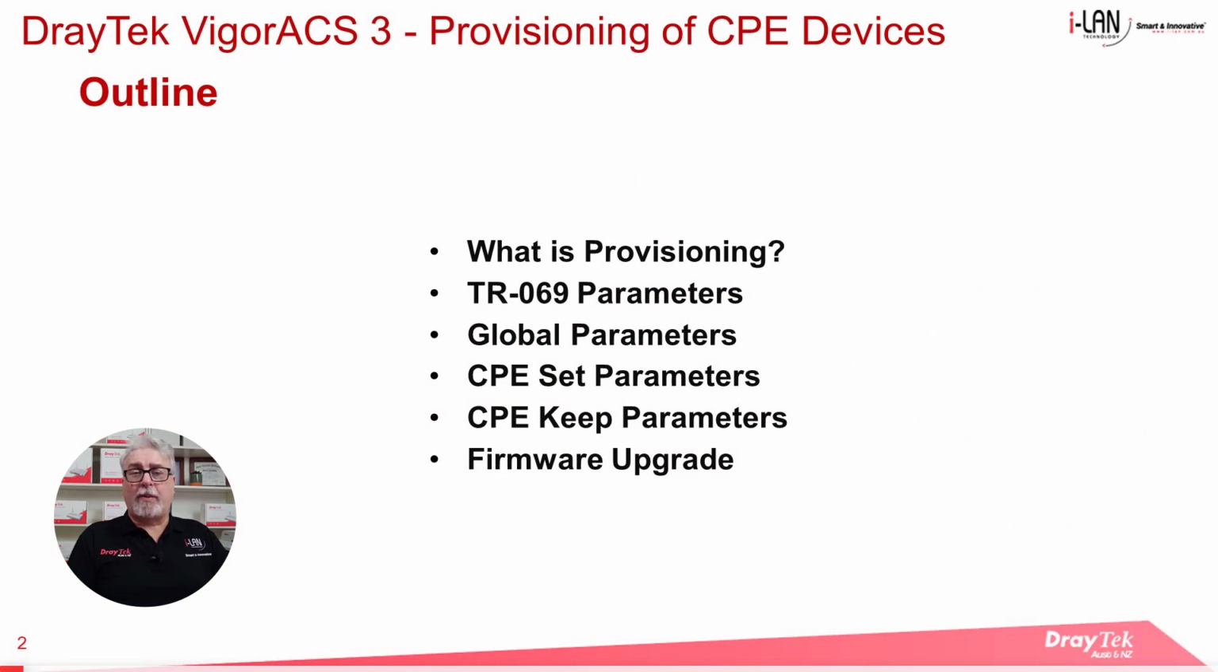Here's an outline of what we'll be covering. We'll start with what is meant by the term provisioning and the TR069 parameters used in the provisioning process. We'll then look at the different provisioning parameter menu options in ACS3, which are Global Parameters, CPE Set Parameters, and CPE Keep Parameters. And to finish off, we'll look at how firmware upgrades can be done using the provisioning process.